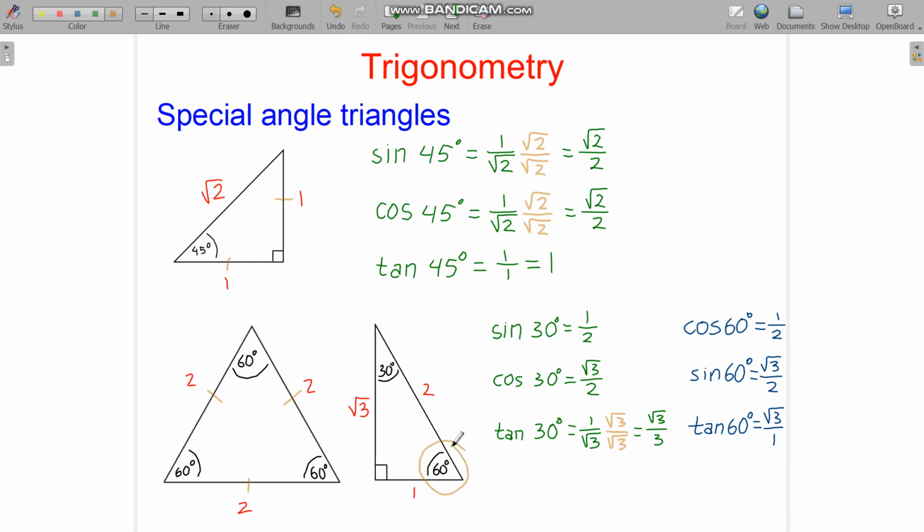Usually we use sine first, but okay, cos 60 degrees is adjacent over hypotenuse. Sine 60 degrees would be opposite over hypotenuse, and tangent 60 degrees is opposite over adjacent, which is simply √3 here.